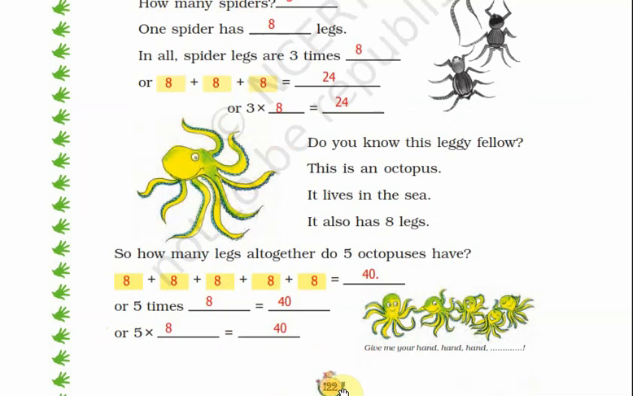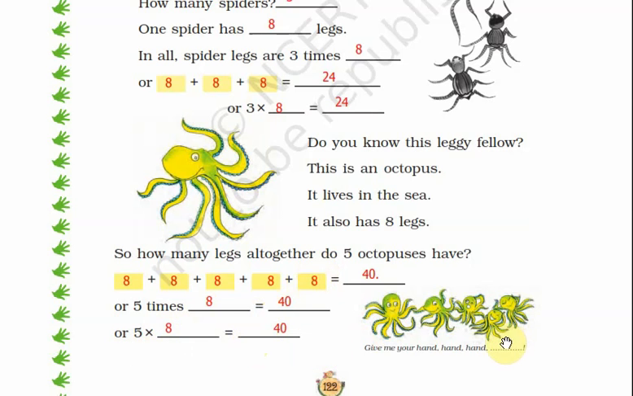So, if you get a question like this, what you have to do? First, write the number of animals or things given here. Here the number of animals is 5. So, that is 5. And each animal has how many legs? 8 legs. That is into 8. Okay. So, 5 times 8 is equal to 40.